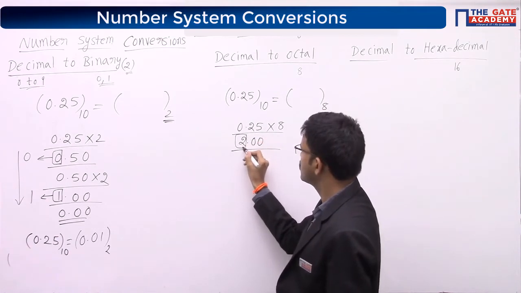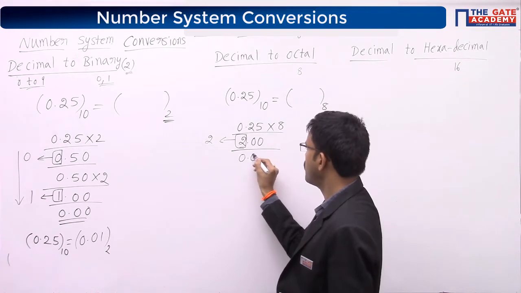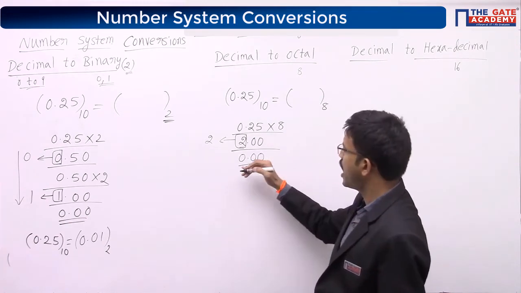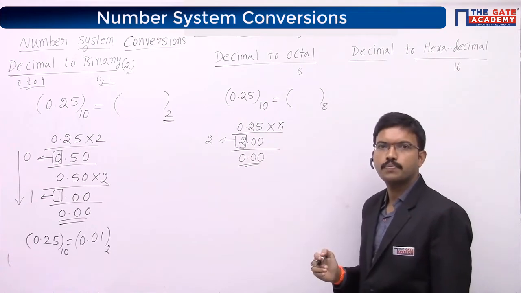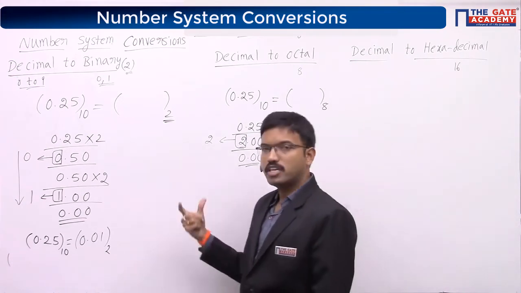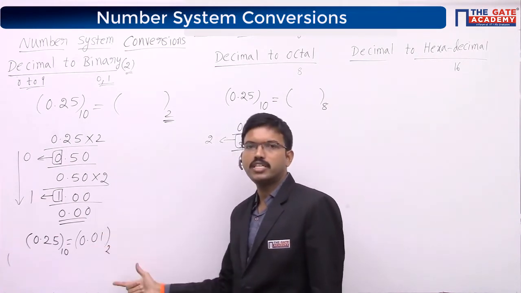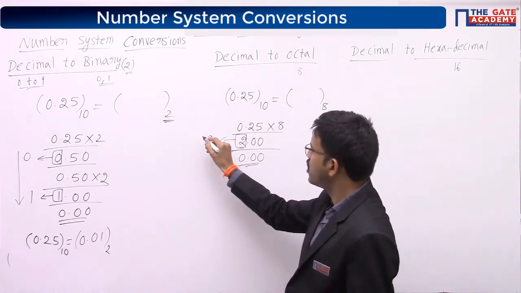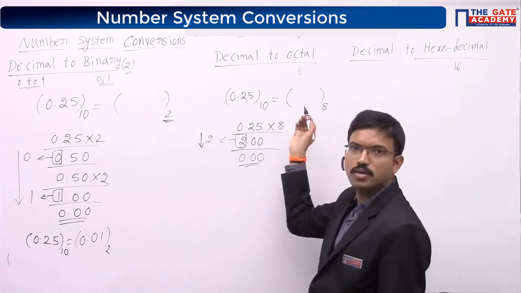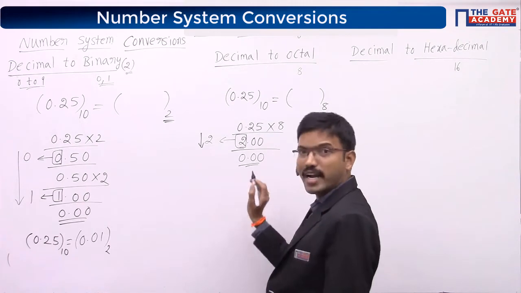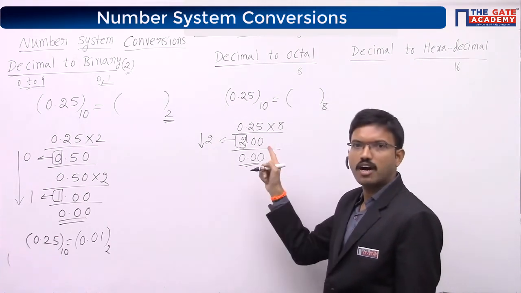So I will take that one. After taking 2, here it will be 0.00. That means I am getting the answer as 0. The moment you get 0, you can stop the process, or based on the given choices, after the point, however many digits you have, that many iterations you can do. So whatever integer I am getting, that integer I will place after the radix point.